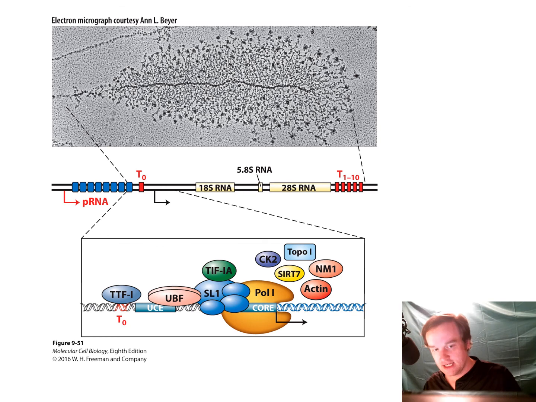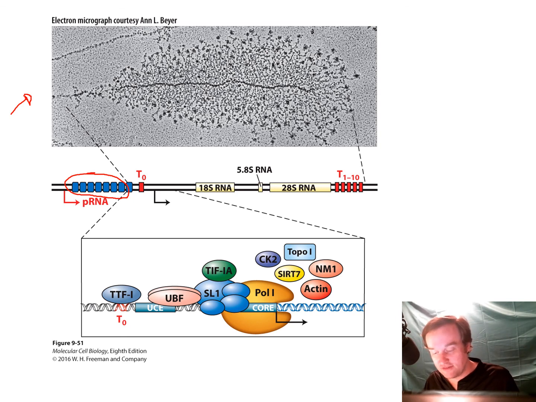grow and divide. And so here at the top we have an electron micrograph, which is showing the RNA protein complexes that are transcribed from one copy of these repeated rRNA genes. So you can see a lot of these complexes being generated. And in the middle we have this single polymerase 1 transcriptional unit. We have these blue enhancer regions up here that is where the enhancers or the activators bind to.